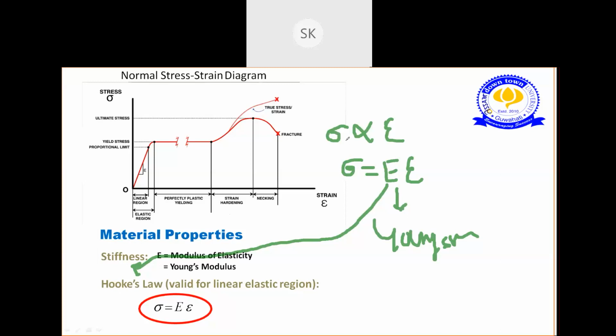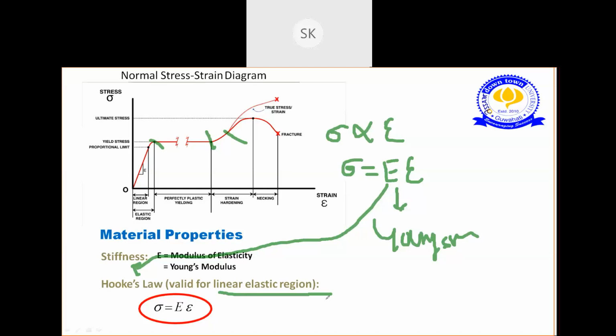Hooke's law is valid for the linear elastic region. Mark this word, linear elastic region. Hooke's law will not apply in this region, it will not apply in this region. Why? Because stress is directly proportional to strain only in this region, and that too in linear elastic. In the elastic region we have two sections, one is linear and this is non-linear, right? And Hooke's law is valid only in the linear elastic part. Clear? This is very important.